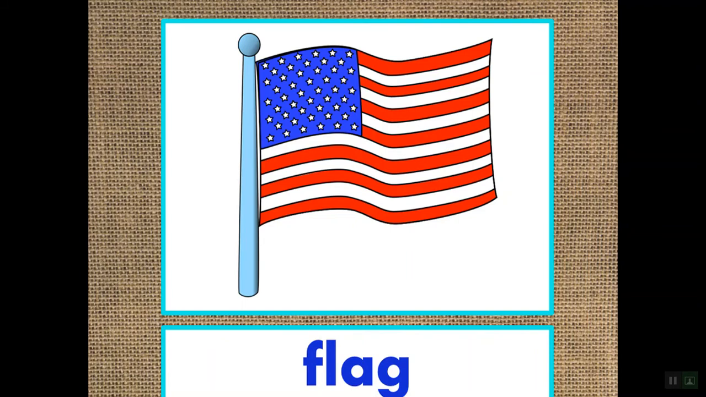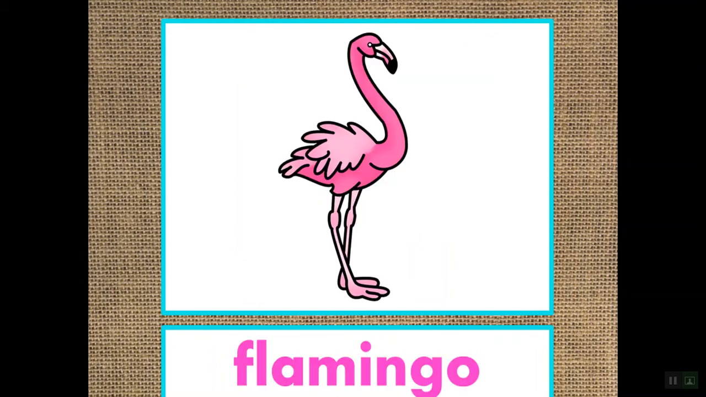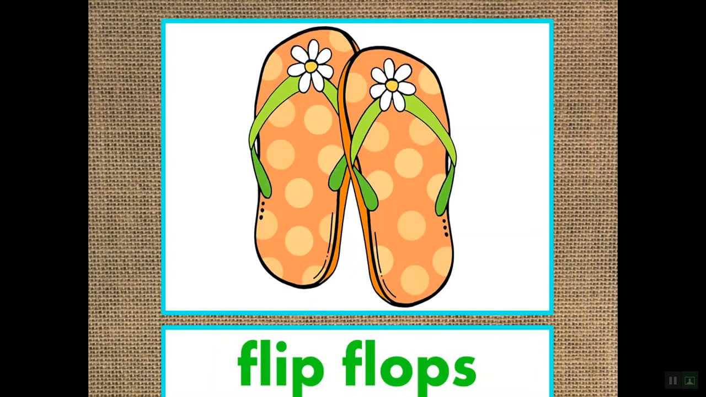Here's a flag. Can you say flag? Good. Ooh, here we have a flamingo. Try saying that word, flamingo. Nice job. Here we have two words for this picture. There's a space in between that both start with F. Say flip-flops. Good, the word flip and the word flops both start with the letter F and the sound.